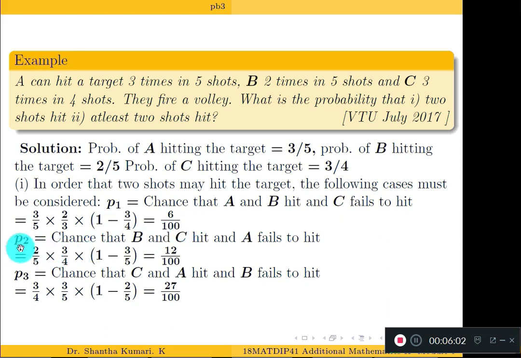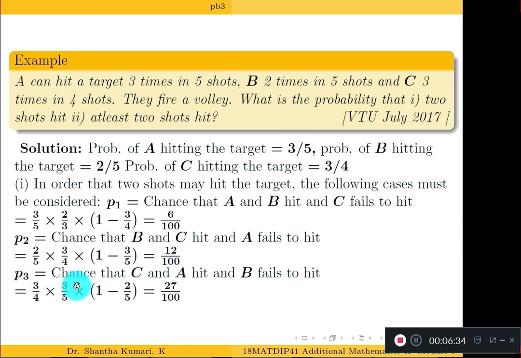Next, P2, B and C hit the target, but A fails to hit the target. Okay, we are finding the possibility of exactly 2 shots. 2 shots hit. That means exactly 2 persons hit the target, not the third one. So B and C hit, A does not hit. For B, it is 2 by 5, C it is 3 by 4, but not A. Not A means 1 minus 3 by 5. Multiply the probabilities, you get this answer.